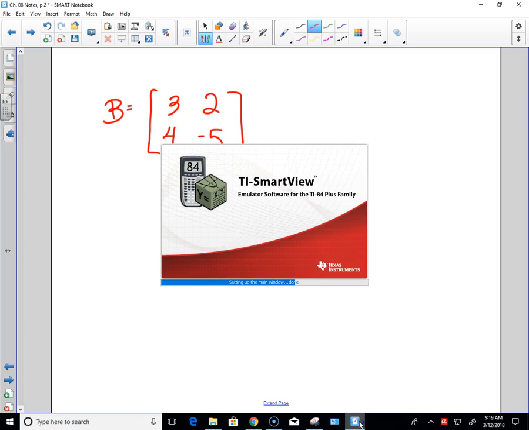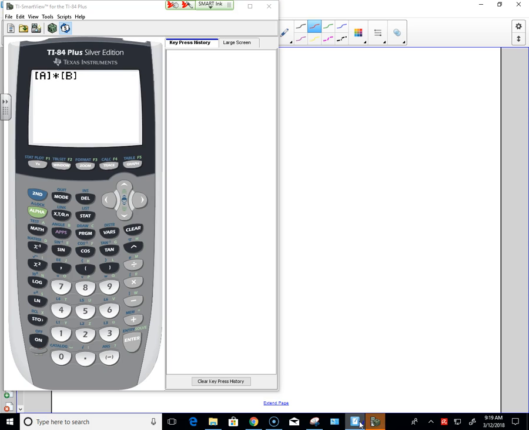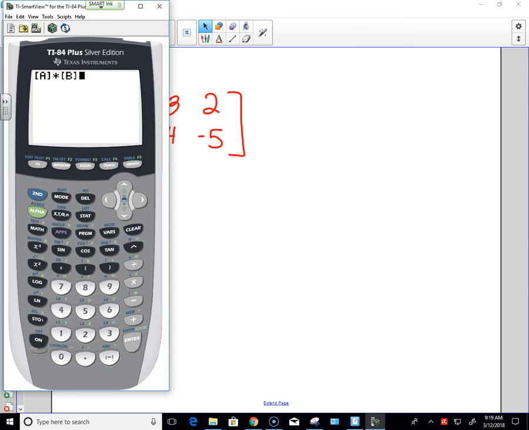I want you guys to go ahead and make a matrix B for me, a 2x2. I guess you could call it A if you really want to, but that's kind of lame. Get in your calculators. Go to the matrix menu. Just call them B. That way we're all on the same page. Make a 2x2. 3, 2, 4, negative 5. Second matrix. Matrix B.